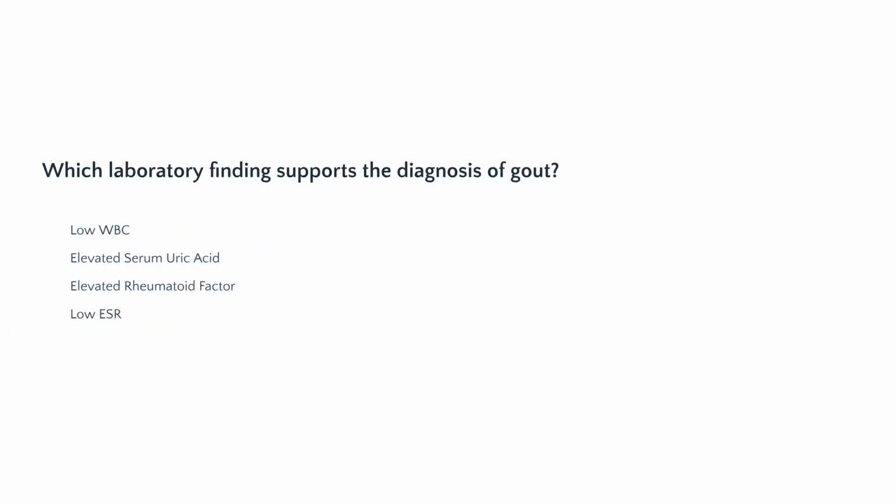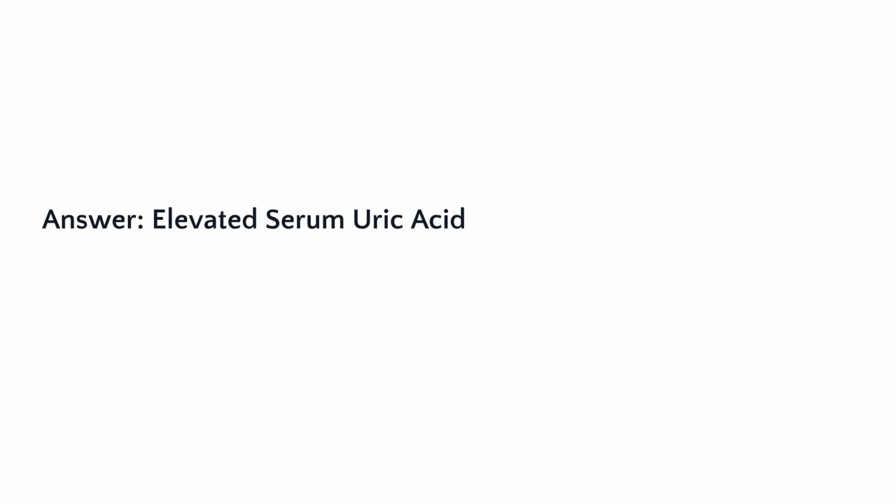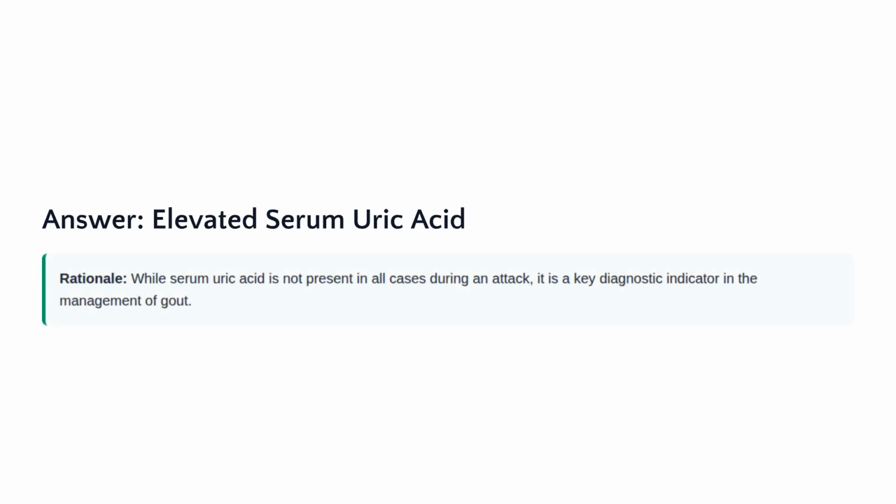Which laboratory finding supports the diagnosis of gout? An elevated serum uric acid level is characteristic. Although levels may drop during an acute flare, hyperuricemia is the underlying physiological mechanism of gout.